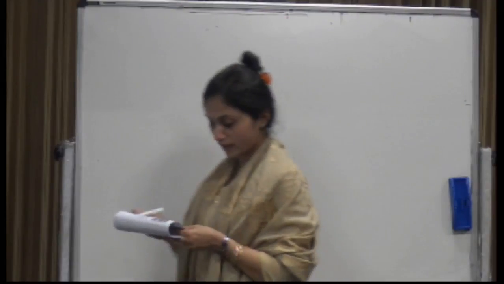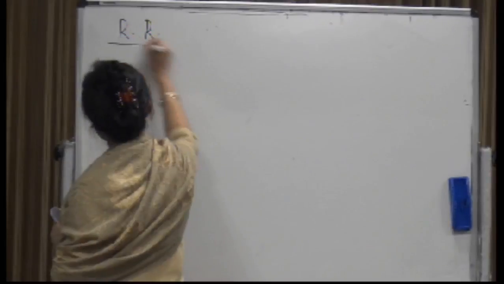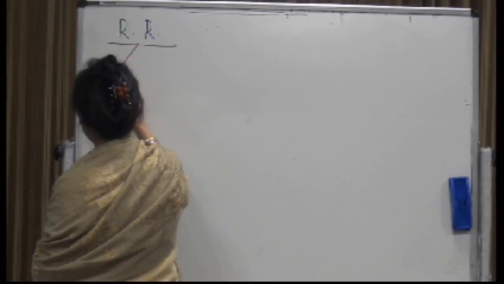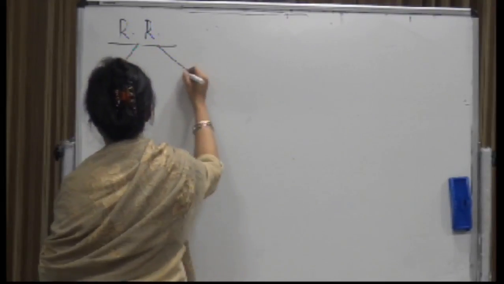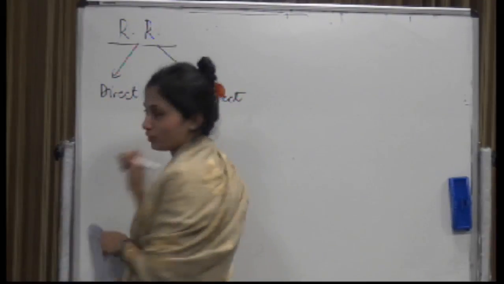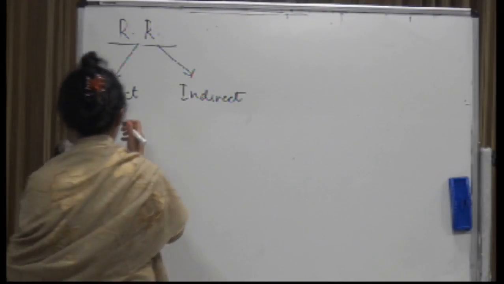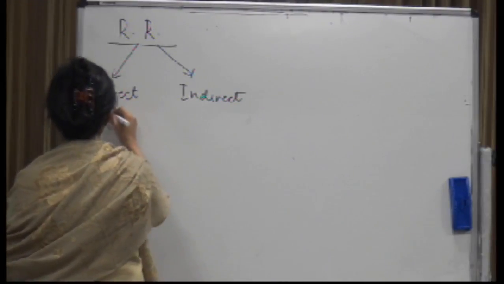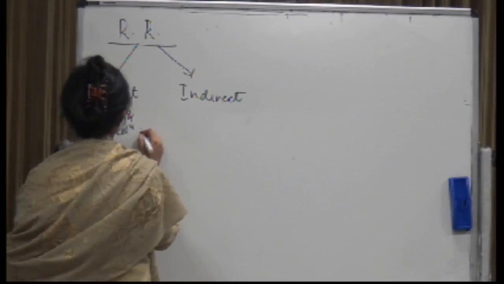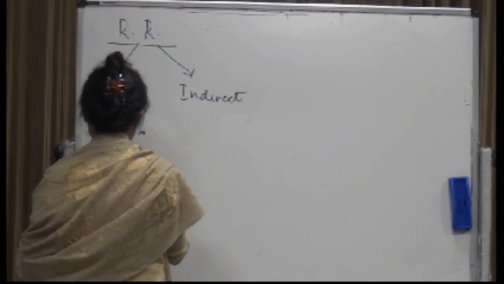Okay, now another classification of redox reactions. So you have direct redox reaction. Then, if direct, next will be indirect redox reaction. Now when I talk about direct redox reaction, it is the chemical reaction in which oxidation and reduction are carried out in the same container.